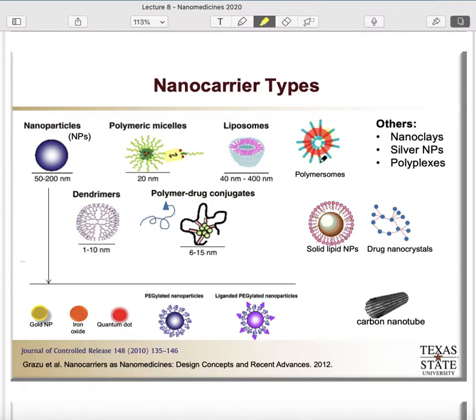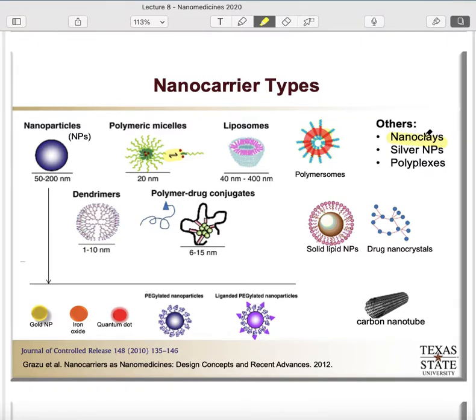That enables it to be suspended in water. There are other types of nanocarriers, including nanoclays, silver nanoparticles, and polyplexes. Nanoclays, if you are interested, one of our faculty, Dr. Gary Beal, works in this field, so you are more than welcome to talk to him about it.